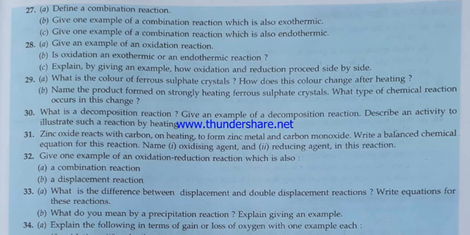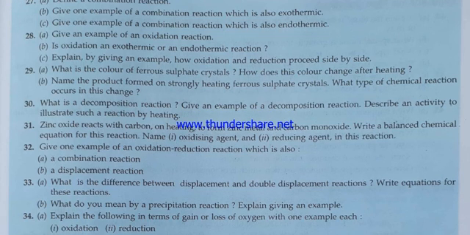What is the color of ferrous sulfate crystals? That is the green color. On heating, its water of crystallization is removed and it converts into white color. Name the product formed on strongly heating. That is the anhydrous ferrous sulfate. That water is removed. What is decomposition? The breakdown of a big substance into smaller substances is known as decomposition reaction.